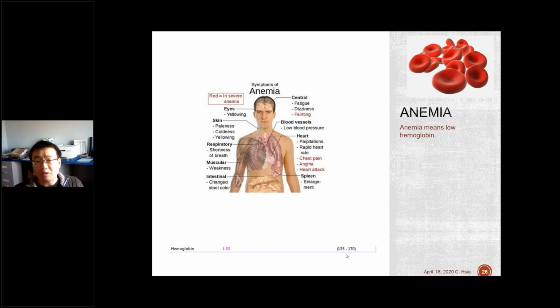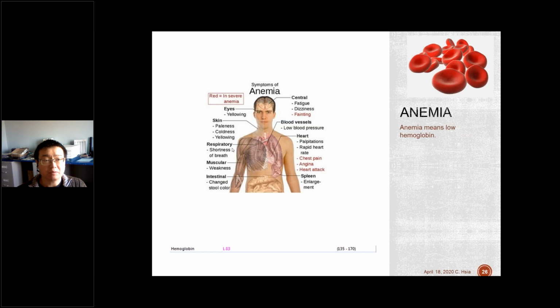Why is hemoglobin so important? If you're not delivering oxygen to your tissues, what can happen to you? Well, if you start from head to toe, you can see a number of different symptoms. If you're not delivering oxygen to your brain, then you can often feel very tired. You can feel dizzy or faint. The eyes, some people might notice some yellowing of the eyes, or the conjunctiva might be pale. The skin might be pale. You might feel cold. There might be some yellowing of the skin as well.